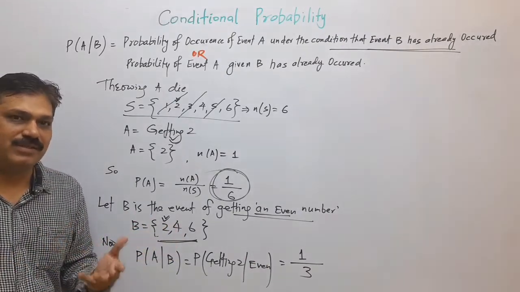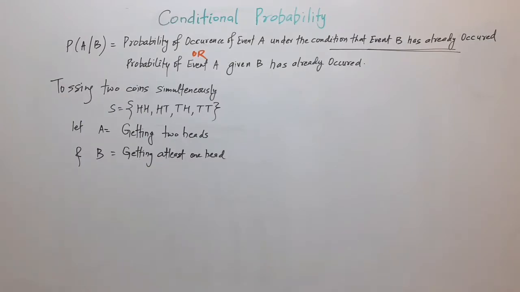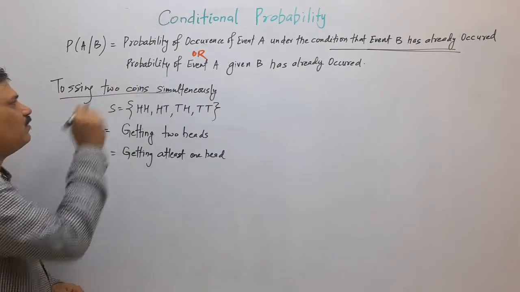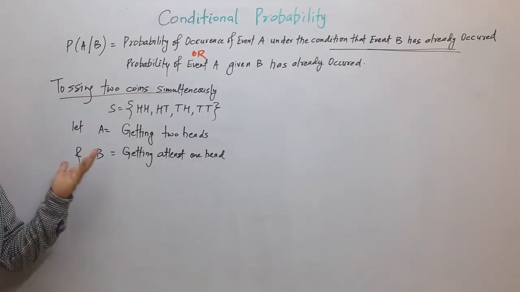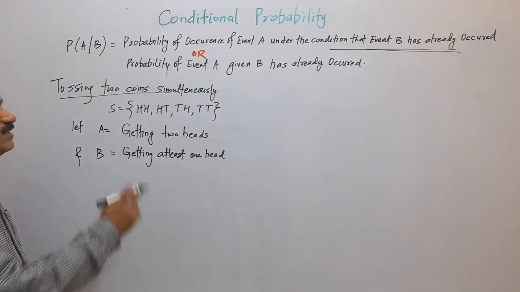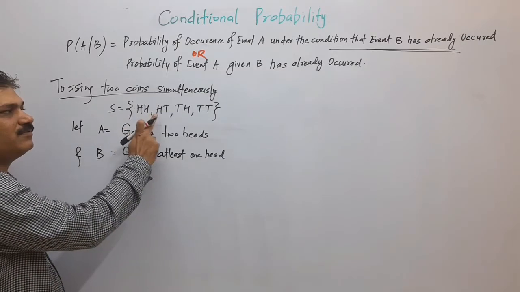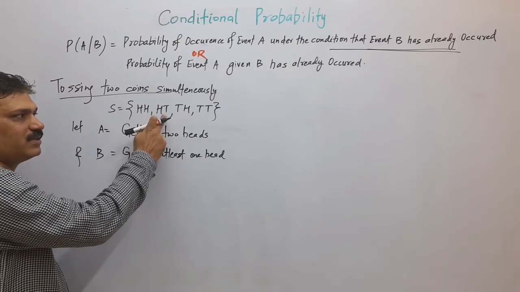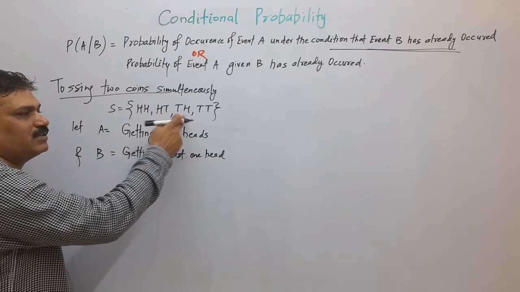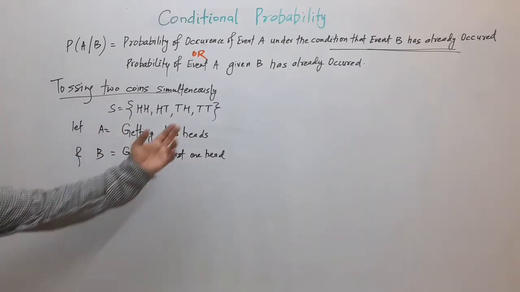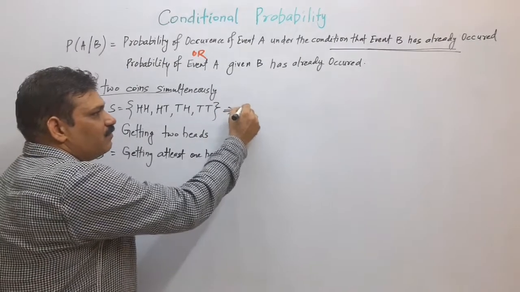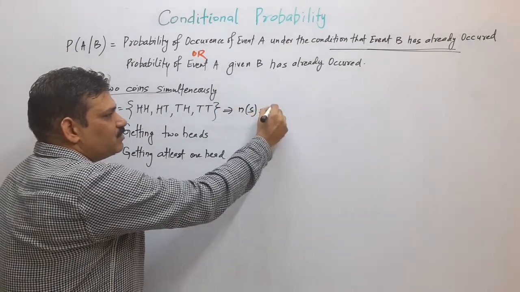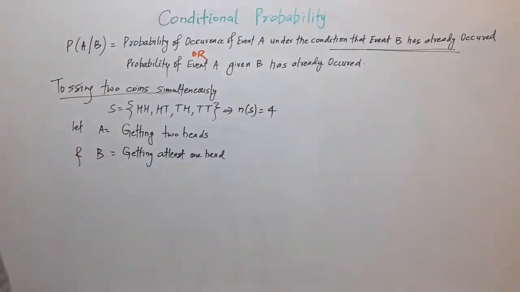Let's take one more example. Now let's take the example of tossing 2 coins simultaneously. When 2 coins are tossed simultaneously, the sample space is: both heads, first coin shows head and second tail, or first shows tail and second shows head, or both show tail. The total number of outcomes is 4.